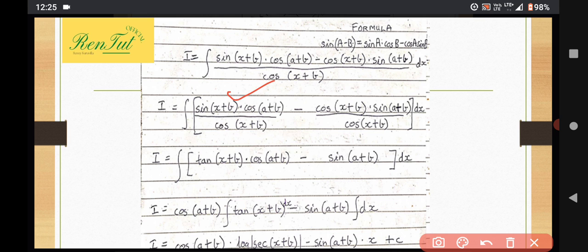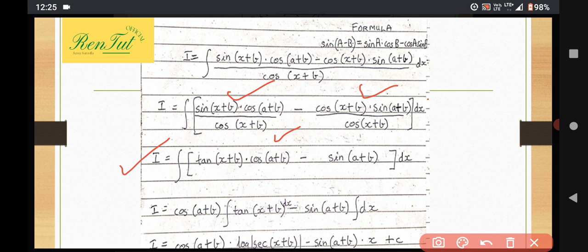So you have split this into two halves. The numerator over here is cos(x + b) into sin(a + b) divided by cos(x + b). Here also cos(x + b) will come into the denominator. So you have split it into two equal halves.